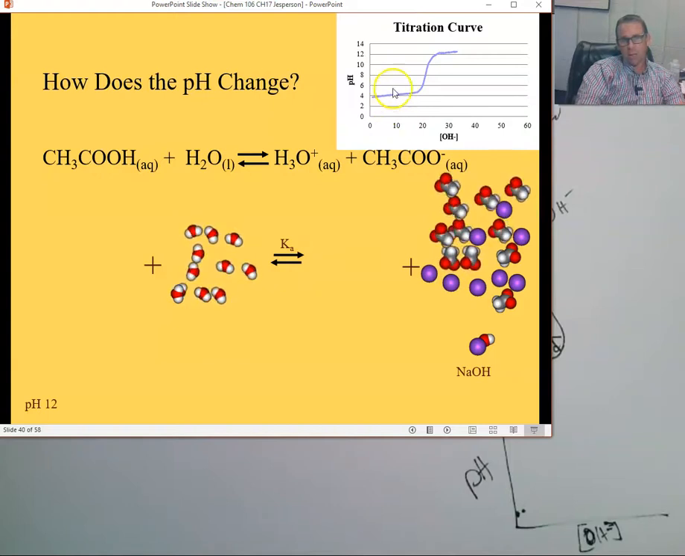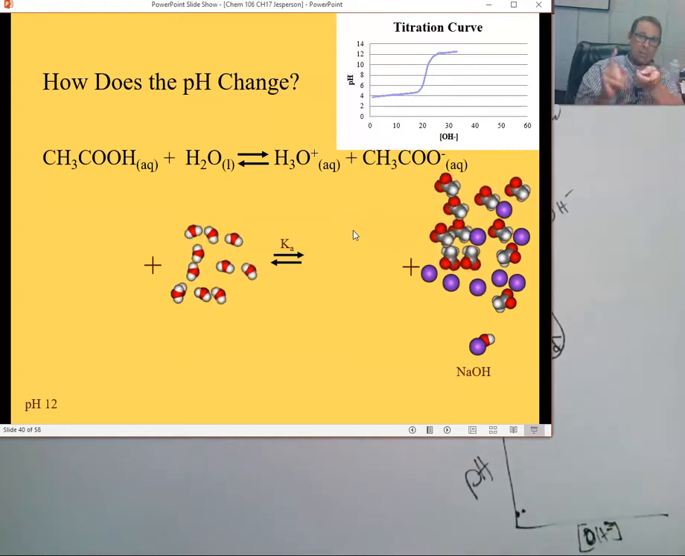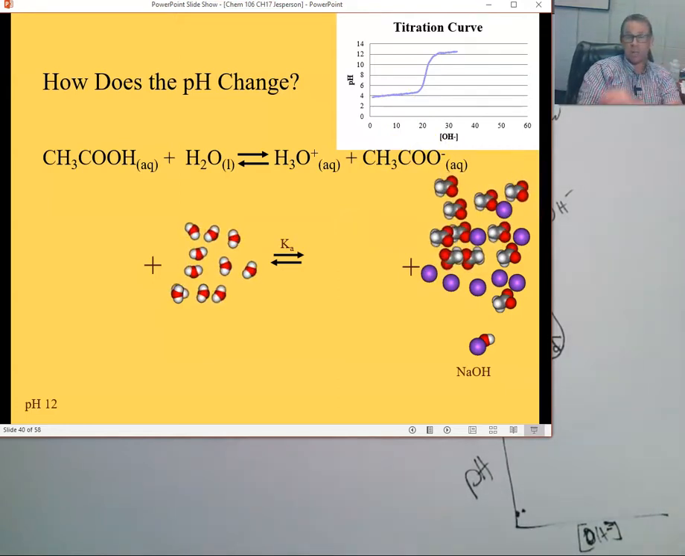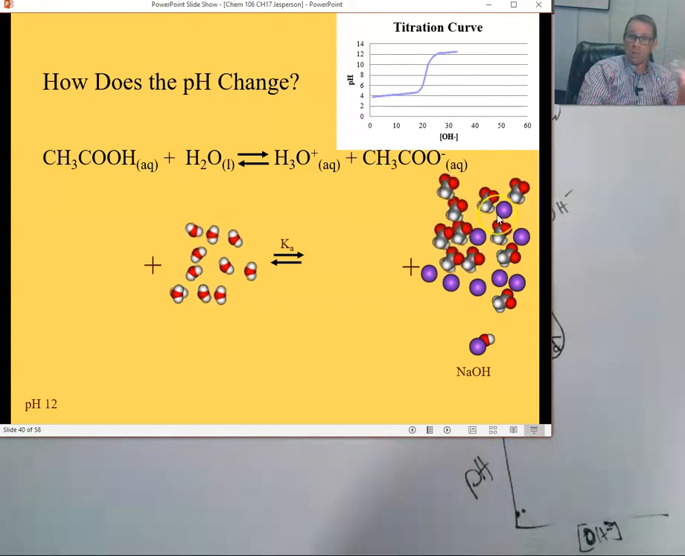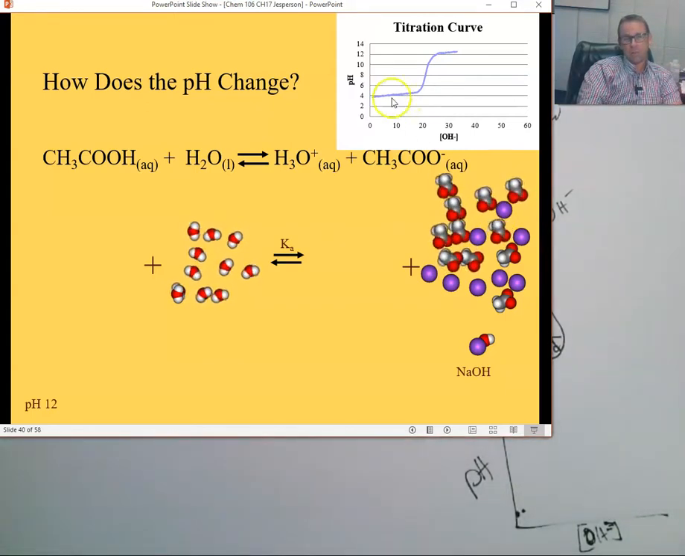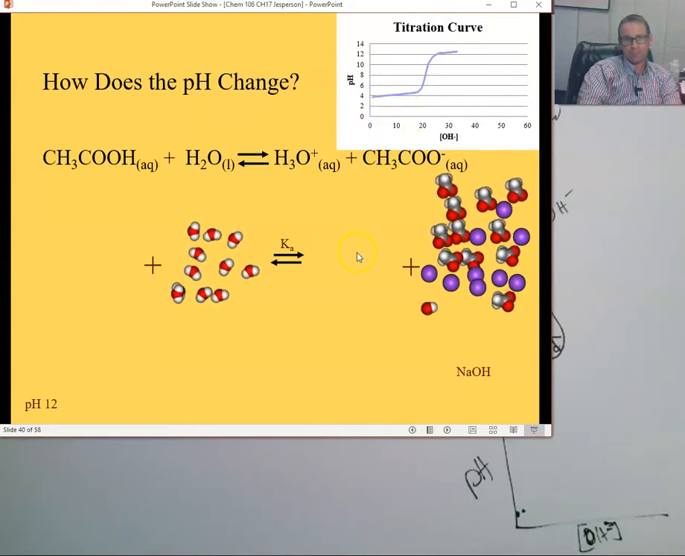Because when you're right here, you still have some of the acid and you still have plenty of the conjugate base, and so you create a buffer. You create a buffer again when you have a weak acid and its conjugate base, because the weak acid behaves as an acid and its conjugate base can behave as a base. So you have a buffer. And this in here, halfway between the beginning of a titration and the end point, is the strongest buffer zone.